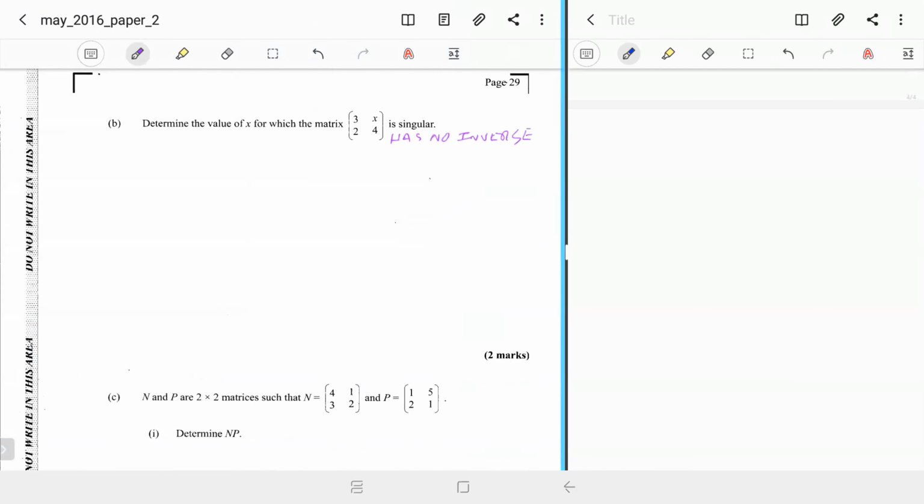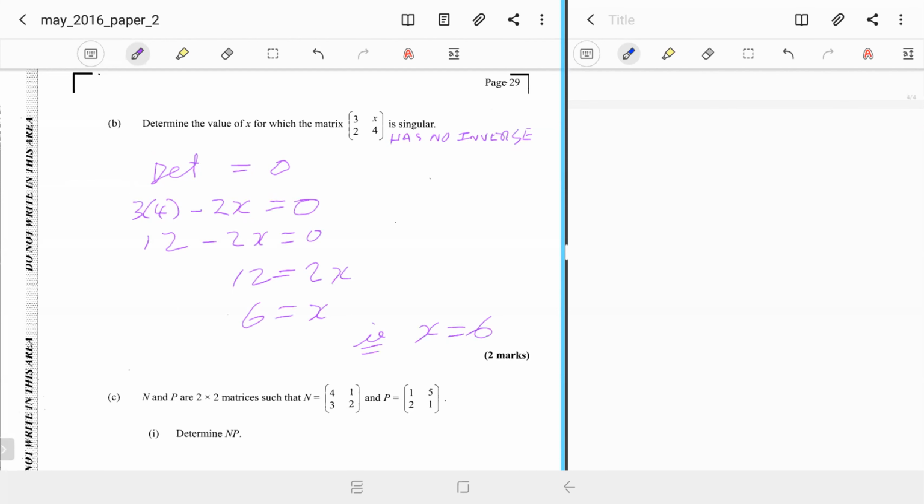And when it has no inverse, the determinant is equal to 0. And this is what we use for our calculation. So we're going to write the expression for the determinant. The determinant will be 3 times 4 minus 2 times x, which is 2x, equals 0. That is the determinant. Now this is 12 minus 2x equals 0. Means that 2x equals 12. Divided by the 2, we get x equals 6, i.e., x will be equal to 6 if the matrix is to be singular.